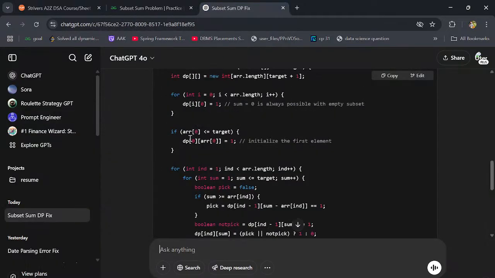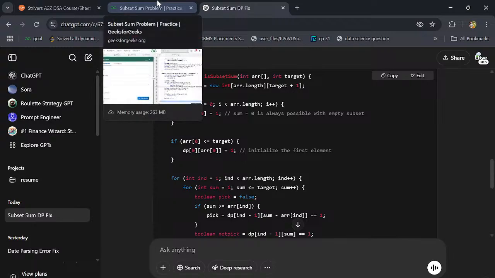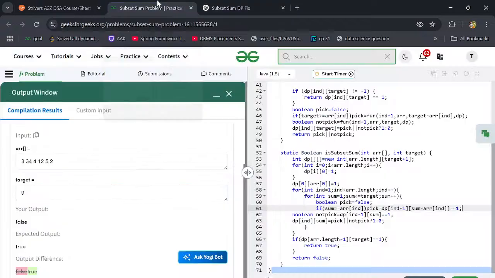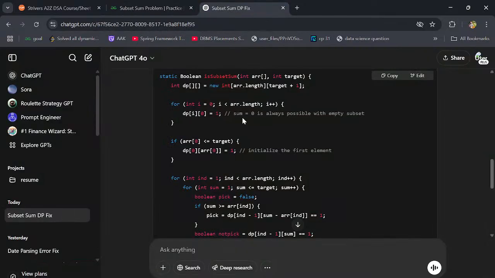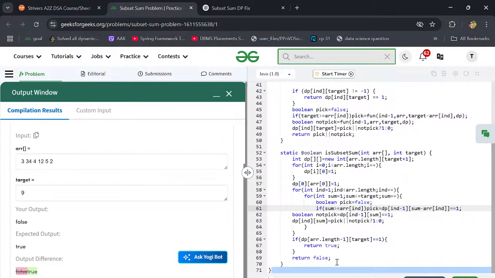These are the things. Okay, this is the condition. Okay, got it. Initialize the first element as 1. That's what we did. I mean, let's try and run it. I mean, this one also.